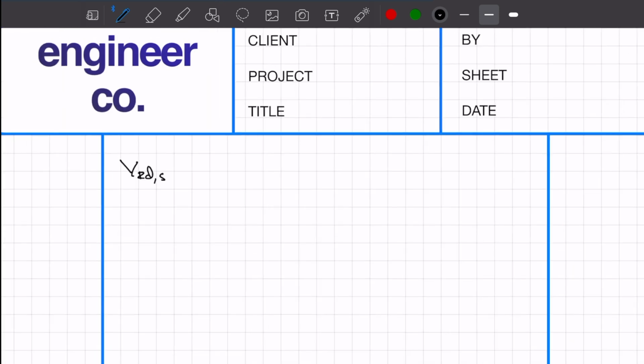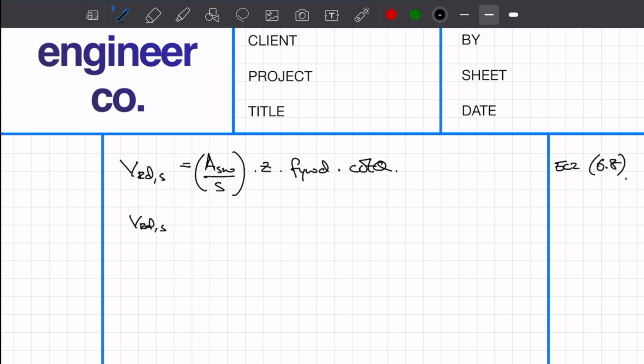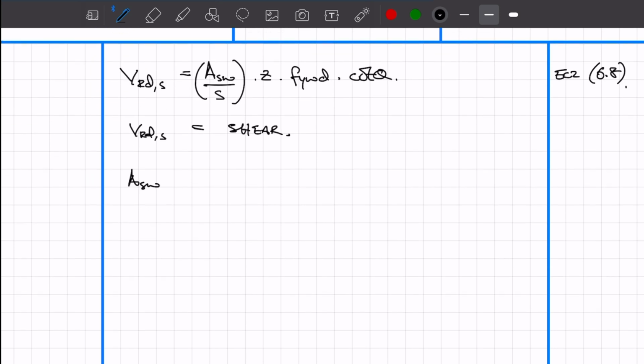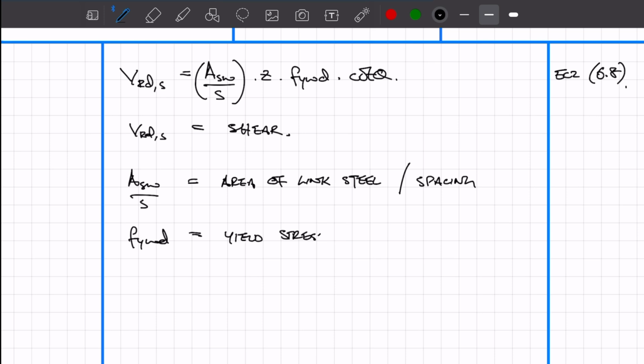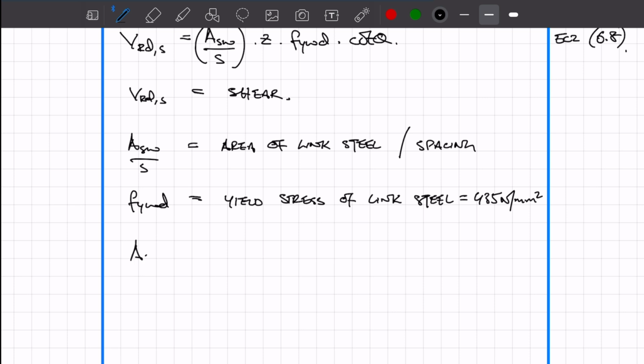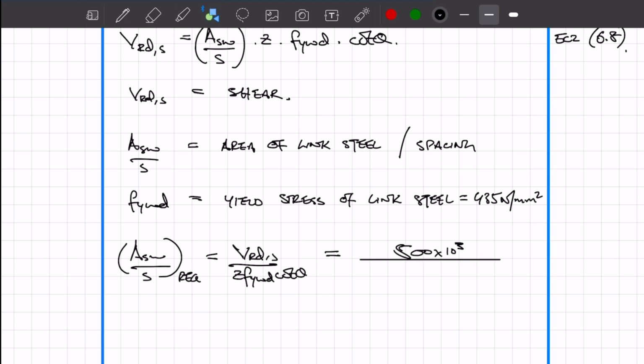Now it's time to work out the required reinforcement. VRDS is simply the design shear, ASW over S is the area of steel of the links over spacing, and FYWD is the design yield stress of the link, which is the same as the normal steel, which is 435 newtons per millimeter squared. The code gives us an equation to find VRDS, but we need to rearrange the equation to find ASW over spacing, which gives us a value of 0.964.